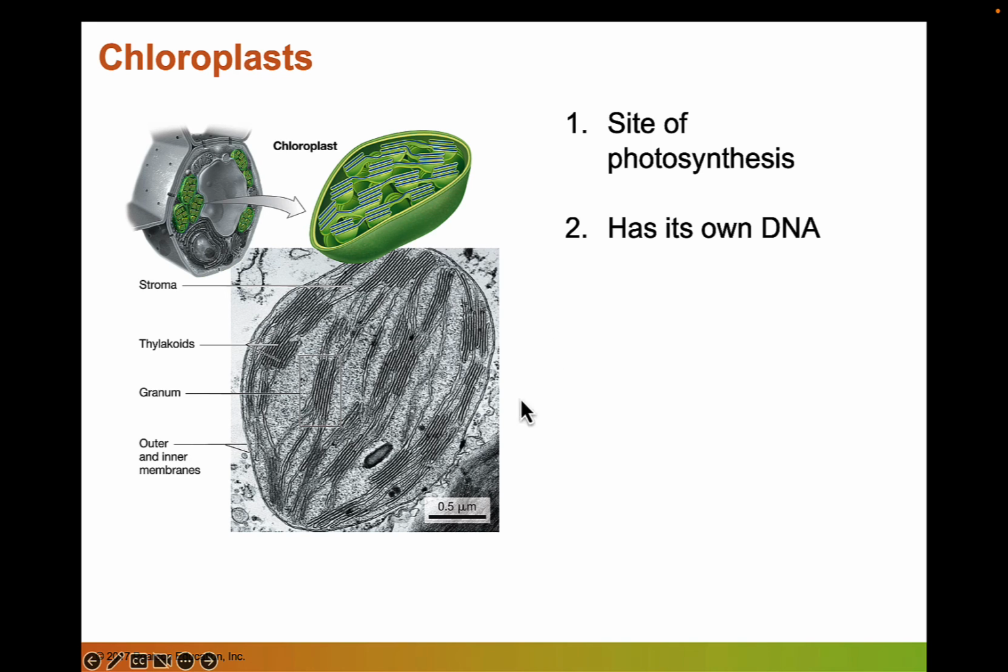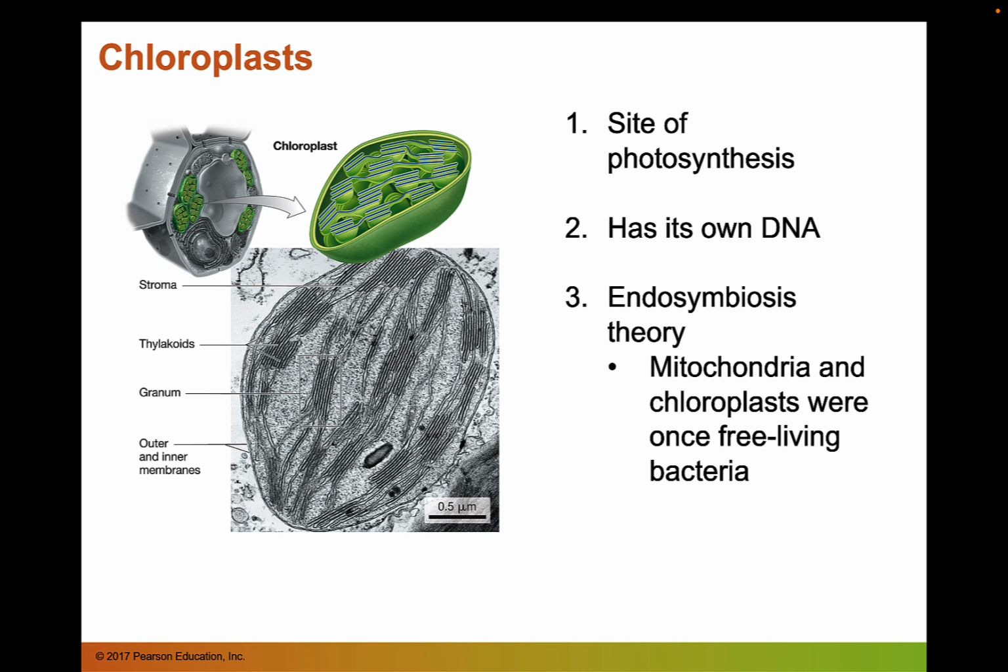The chloroplast is also really cool because it has its own DNA. And this gives support to this theory called the endosymbiosis theory. That theory states that mitochondria and chloroplasts were once free-living bacteria, and that they were ingested by eukaryotic cells, and they were mutually beneficial, and so they became an organelle. And this is supported by, again, the fact that they have their own DNA. They also have their own ribosomes to make their own proteins. So these are pretty cool organelles.